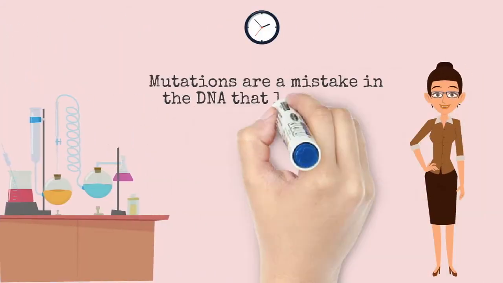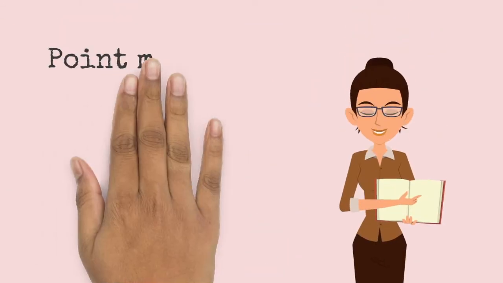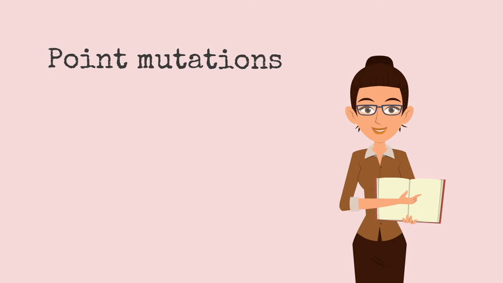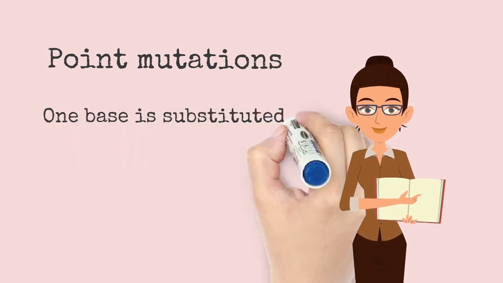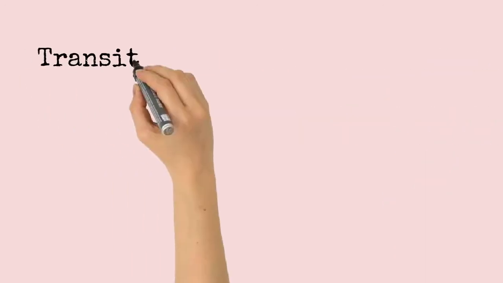Mutations are mistakes in the DNA that can lead to an abnormal protein production. One type of mutation that we'll be talking about today is point mutation. Point mutations happen when one DNA base is substituted for another, resulting in a change in one codon in the RNA sequence. There are different types of base substitution, transition, and transversion.